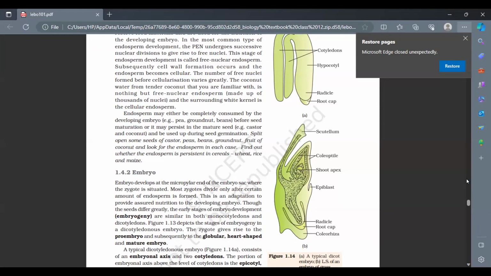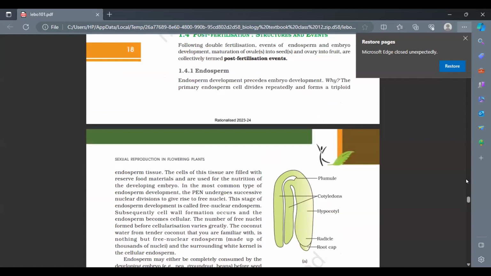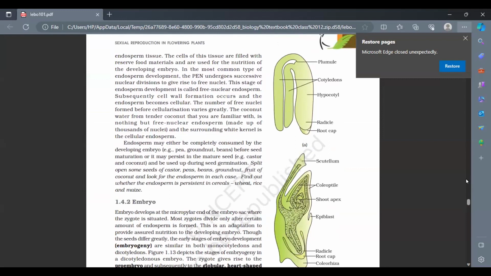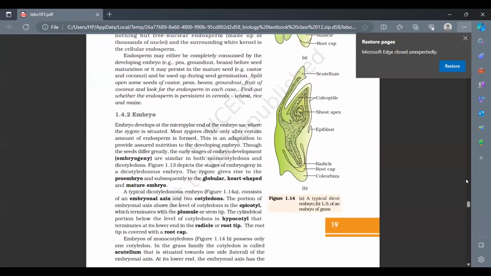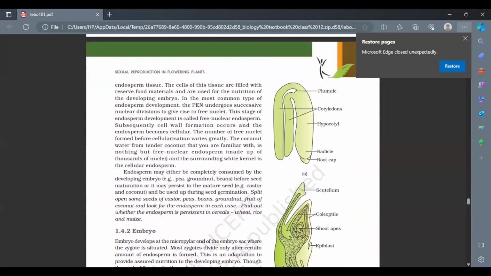Okay, so when we talk about both the monocots and the dicots, there is a bit of dissimilarity between the embryos. Just look at the structures, okay? So this upper structure is of a dicot embryo. Look at the structure. Now again, the diagram comes in the examination. You need to draw the diagram.